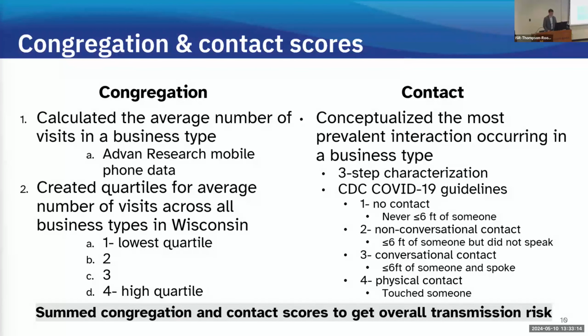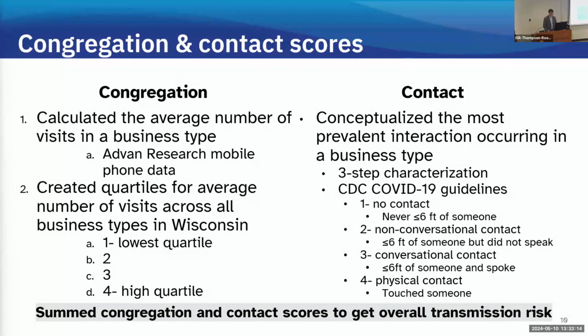So now I just want to say how we got from those business types to the actual neighborhood average transmission risk. We mapped the scores for these types to their corresponding counts in Wisconsin census tracts, and from that, we could take an average to get the average transmission risk for a census tract based on the businesses within it.